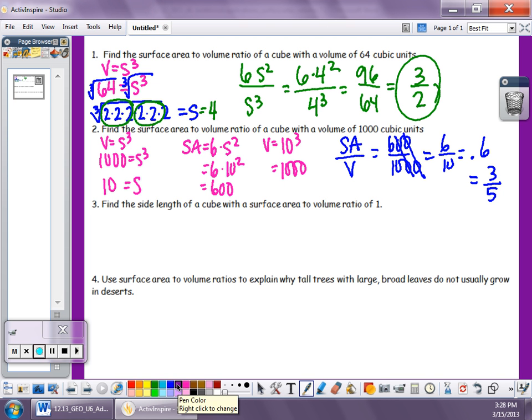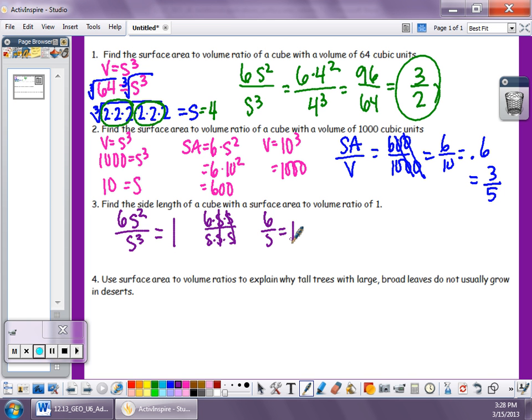Find the side length of a cube with the surface area to volume ratio of 1. So my surface area for a cube is 6S squared. The volume is side cubed. And I want that to be 1. Alright. So 6S squared means 6 times S times S, over S times S times S. Cancel and cancel. So I know that 6 over S is equal to 1.